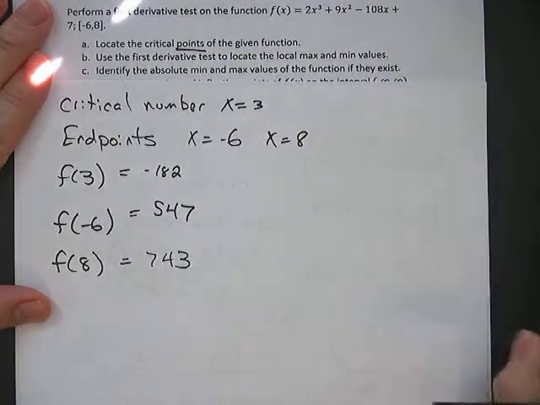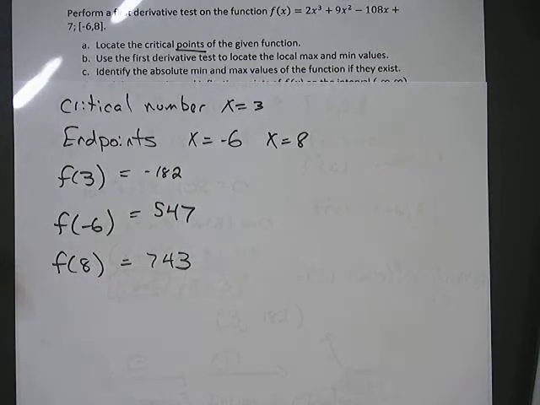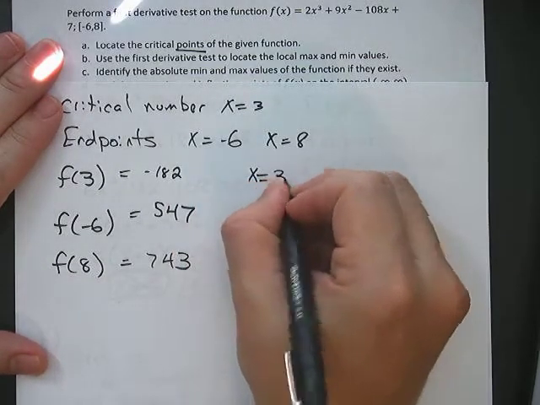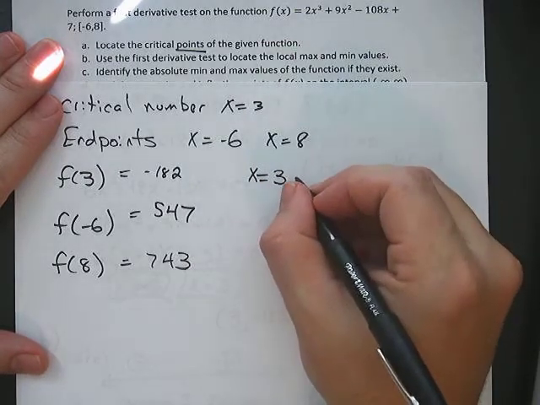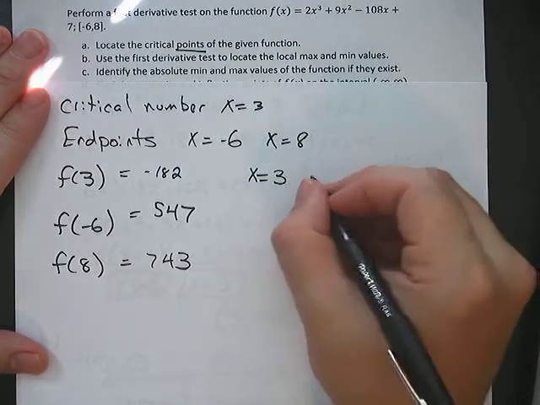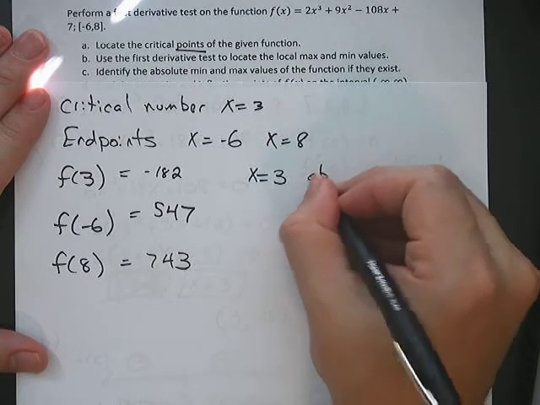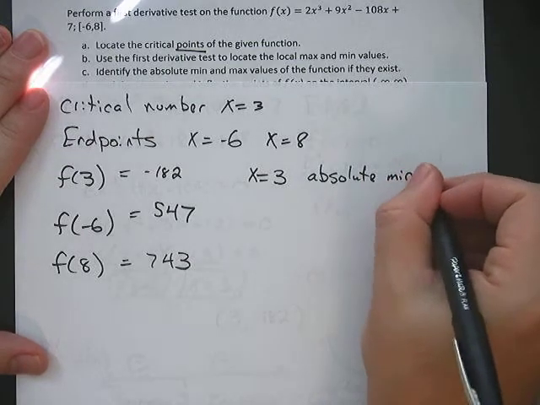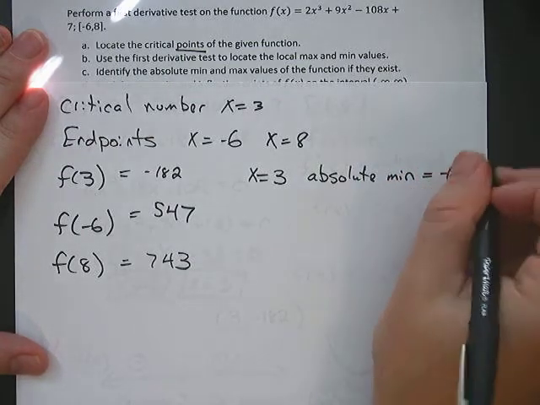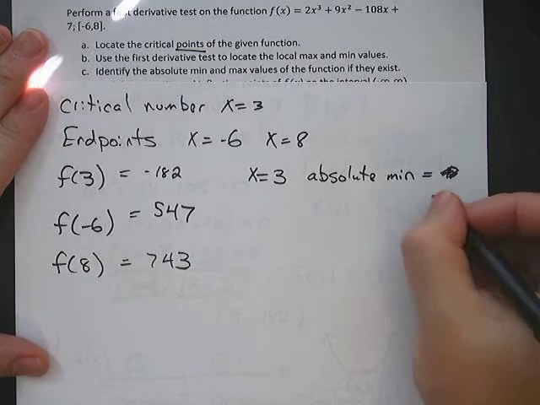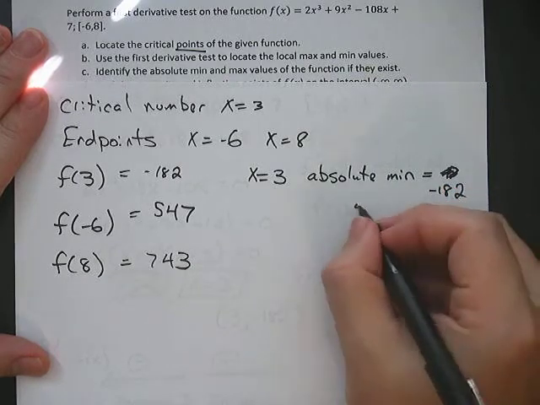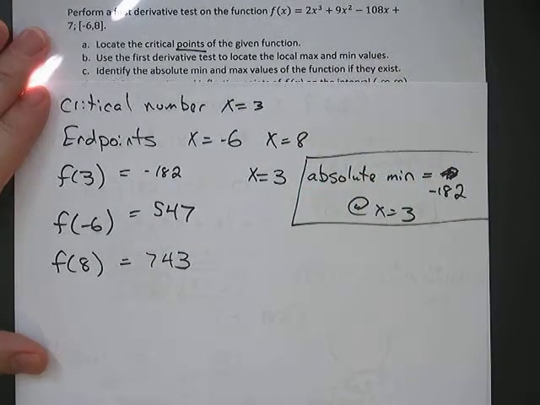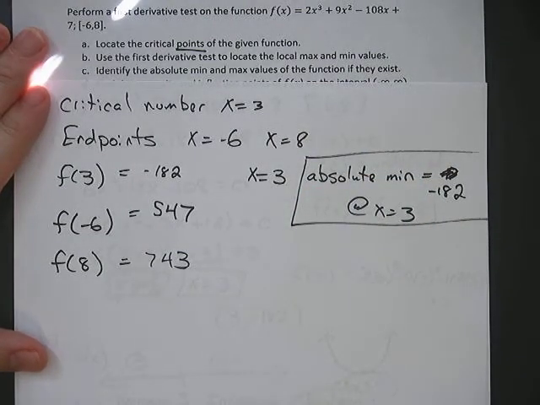Okay, so the absolute min and max are pretty easy. You just look for the smallest number and the biggest number. So this x is equal to 3 is where the absolute min occurs, and the absolute min is equal to negative 182. Whoops, sorry, running out of room here. Negative 182, and it occurs at x is equal to 3. Okay, absolute min is negative 182, and it occurs at x is equal to negative 3.